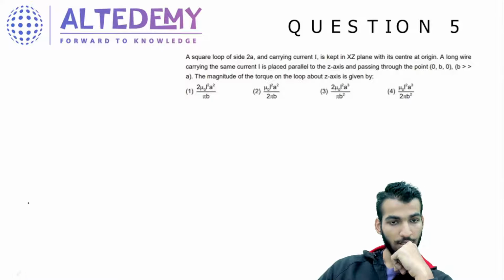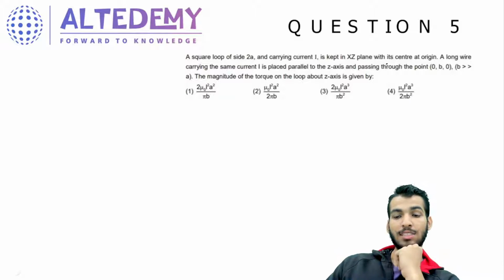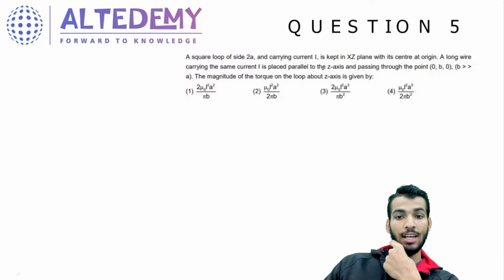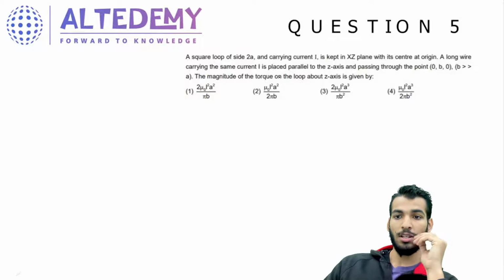A square loop of side 2A and carrying current I is kept in the XZ plane with its center at the origin. A long wire carrying the same current I is placed parallel to the z-axis and passing through the point (0, b, 0). The magnitude of the torque on the loop about the z-axis will be, right? Okay.